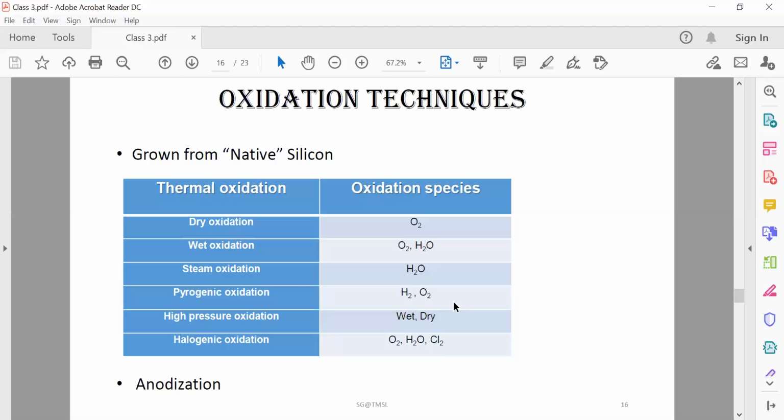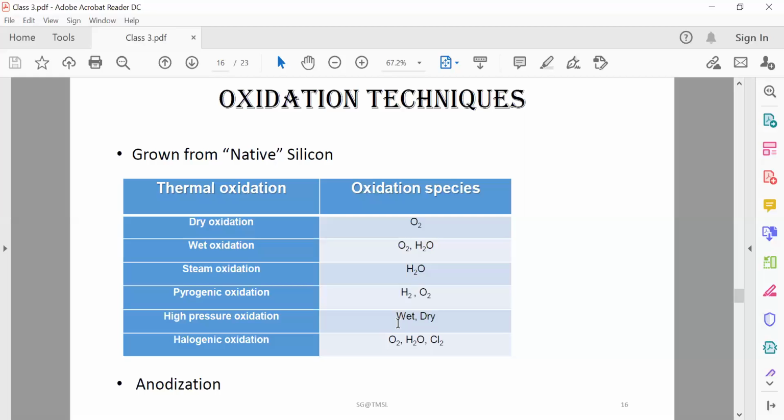The next is high pressure oxidation, which can be wet and dry. The other oxidation techniques which I mentioned may be done at atmospheric pressure, but sometimes we need high pressure oxidation because we need faster growth of the oxide layer. If you increase the pressure inside the chamber, the growth rate will be faster, because in a small time you will get a thicker oxide layer.